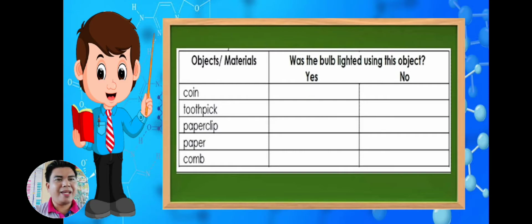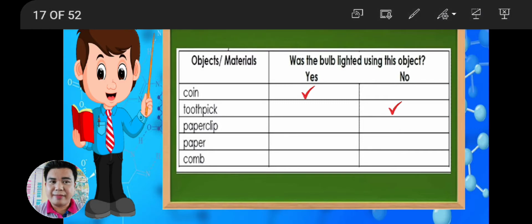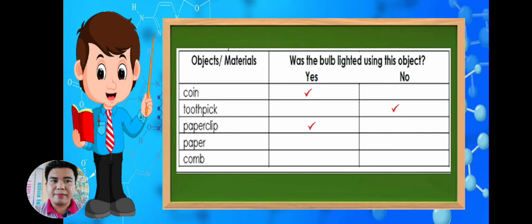The next object, was the light bulb lit using the toothpick? Yes or no? The correct answer is no. You got it. How about the paper clip? Was the bulb lit using this object, which is the paper clip? What is your answer? Is it yes or no? Finally, your final answer is yes. The light bulb lit using the paper clip.